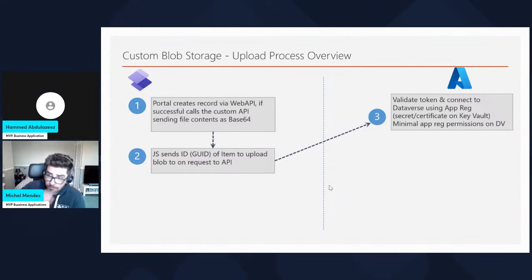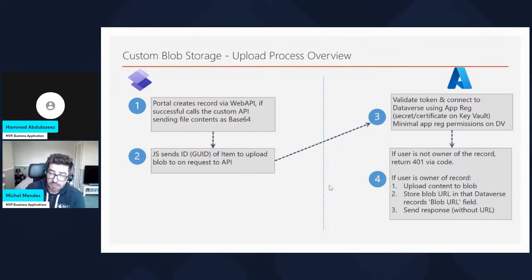My custom API then validates the token, connects to Dataverse using app registration. So I have my app secret saved on Key Vault, so I don't need to be saving everything on configurations. My API also is using Dataverse SDK, so it has only the permissions it needs. So I granted the API permissions only to update that entity that I need.